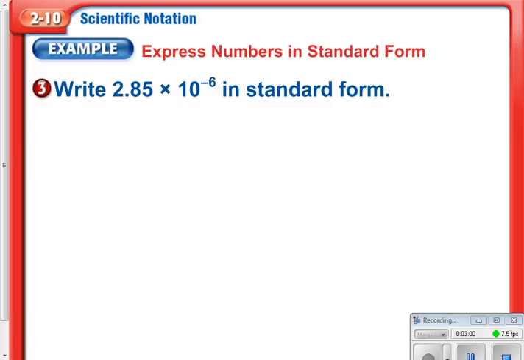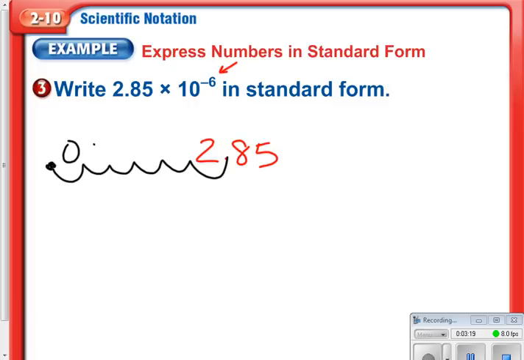Example 3. Look at our exponent there, -6. A negative moves to the left. In this case, it'll move to the left 6 spots. So we move it to the left, 1, 2, 3, 4, 5, and 6. Decimal, and we fill in the rest with zeros.